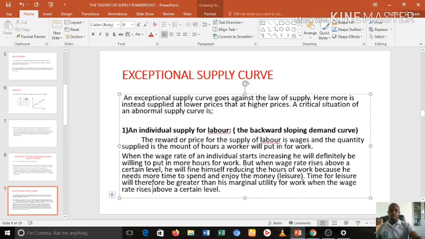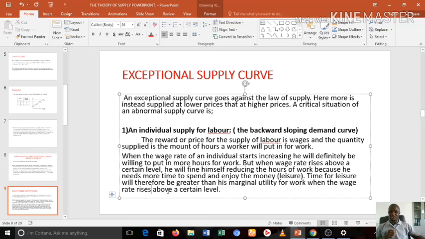So what are we saying? With an individual supply for labor, since the reward is wages, it's normal that when a laborer realizes an increase in his wage rate, he will be motivated to work. He's going to put in more effort and give more hours for work. But if the wage rate increases beyond a certain level, that means it goes more than usual.